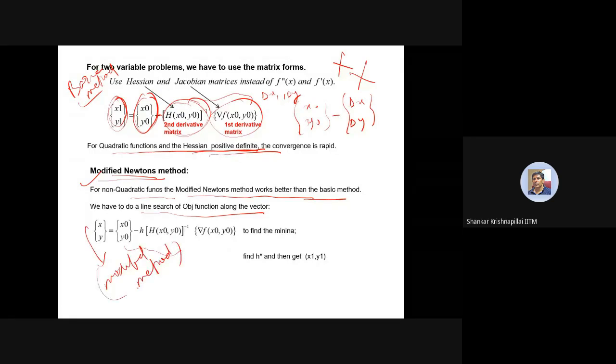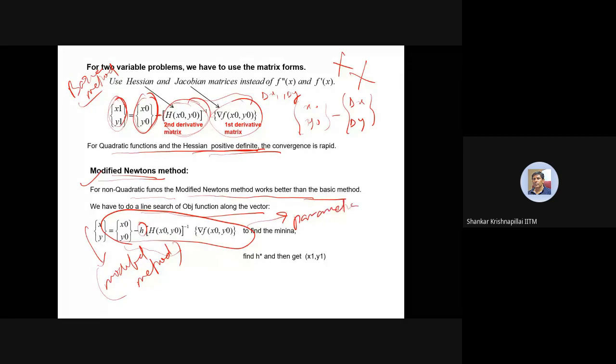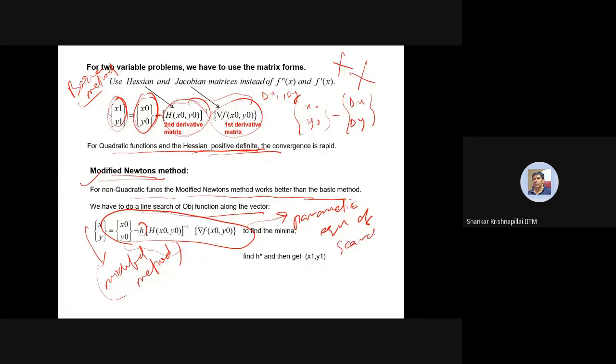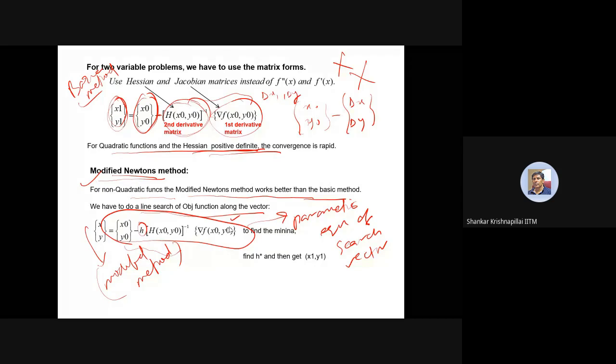This will give the parametric equation of the search vector because H is there. You have to substitute this in the objective function and search along the vector, and the minima will be found along that vector. So I will do one example of each.